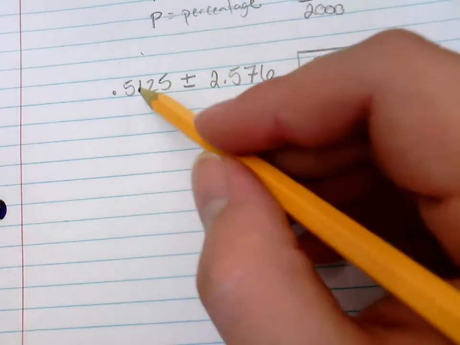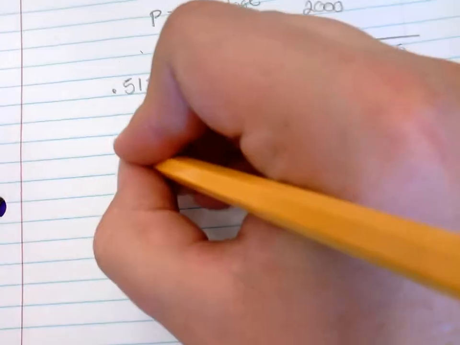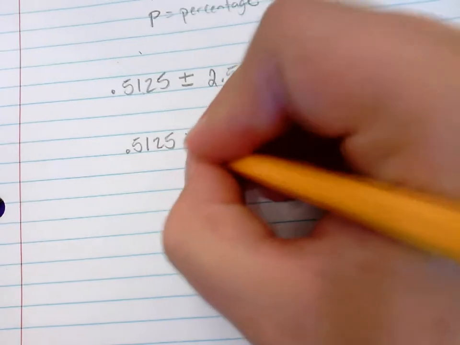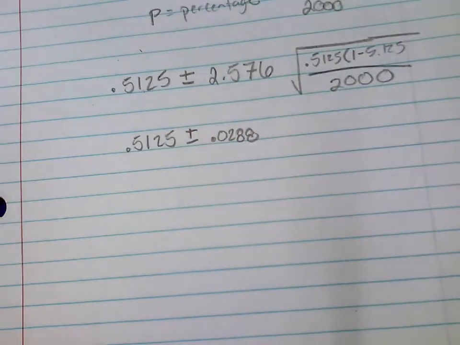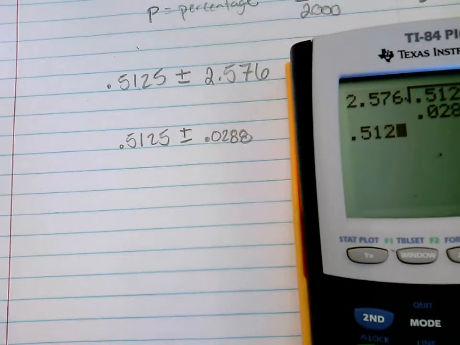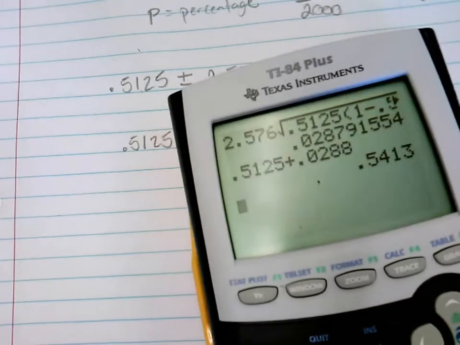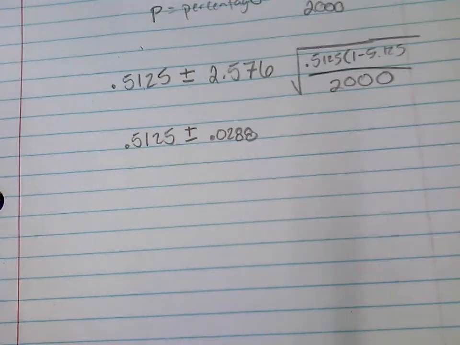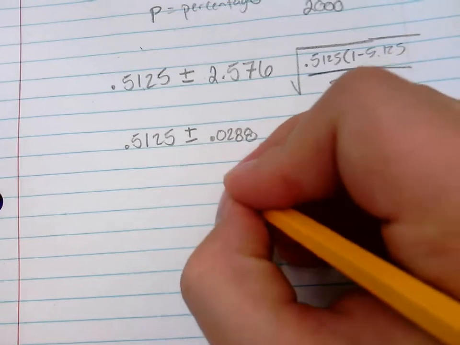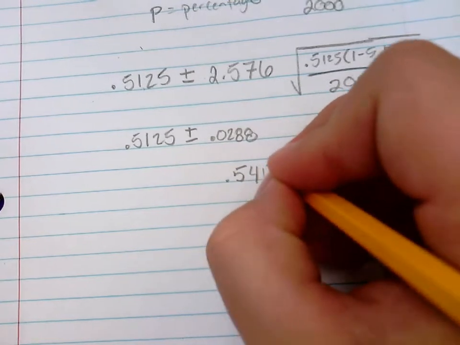And then we're going to use this number right here, and we're going to put it right here. So it's going to be 0.5125 plus or minus this thing. Okay, so first I'm going to do the plus version, so that's 0.5125 plus 0.0288, and that gives me 0.5413. So this is going to be the upper end. 0.5413 is our upper end.